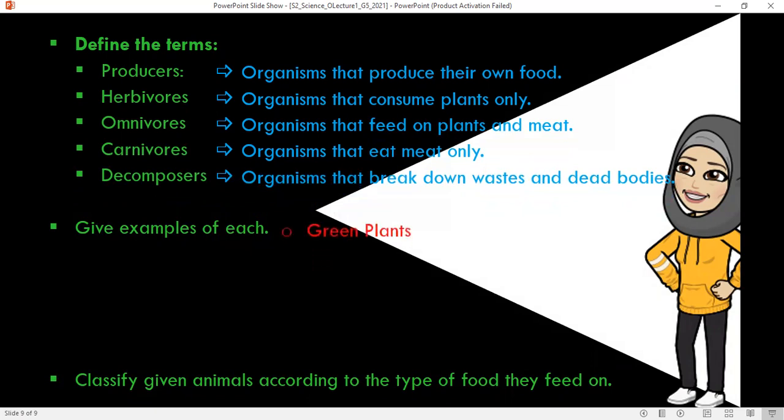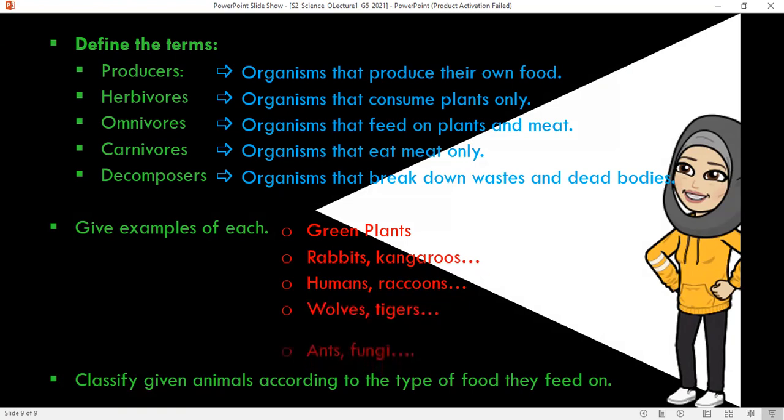What are some examples of producers? The green plants, the strawberry plant, the apple tree, the oak tree, all are examples of green plants that produce their own food. Rabbits, kangaroos, sheep, horses are herbivores. People, raccoons, brown bears are omnivores. Wolves, tigers are carnivorous animals. Ants, fungi, snails, and bacteria are decomposers.